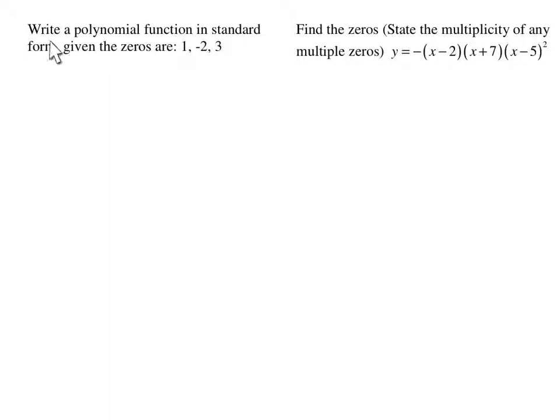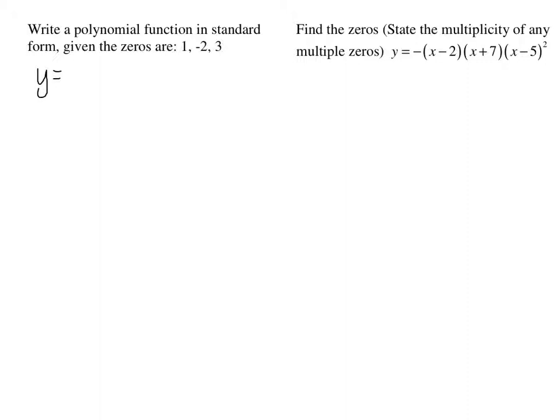If I want to write a polynomial function in standard form with these zeros, the first thing I want to do is write it in intercept or factored form before I get to standard form. So if I know these are my zeros, let's write it in factored form. There's 3 zeros. So here is an option, a possible equation. There are multiple possibilities, but this is the one I'm going to write.